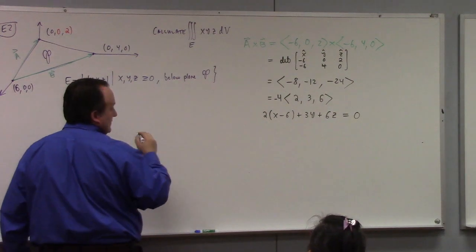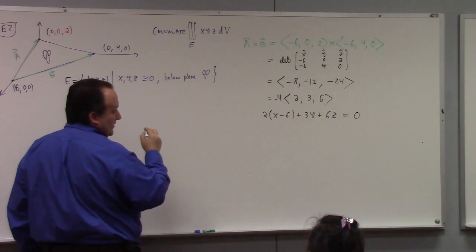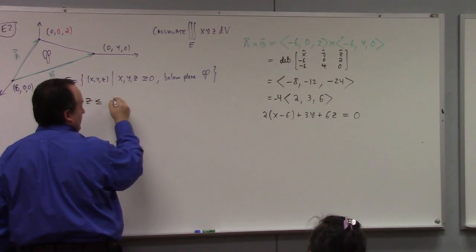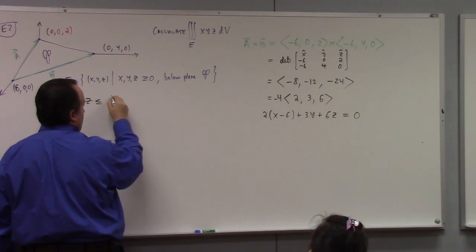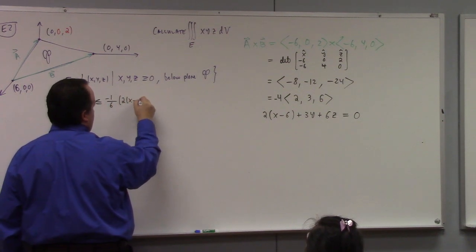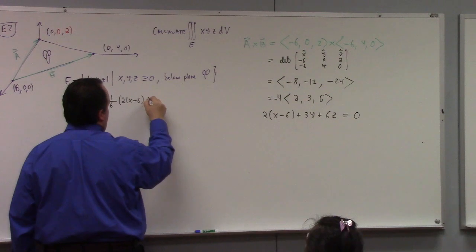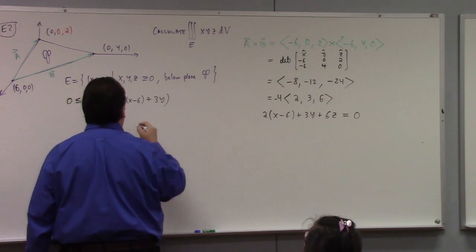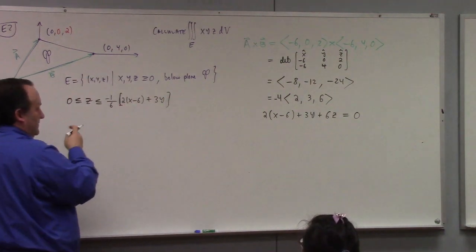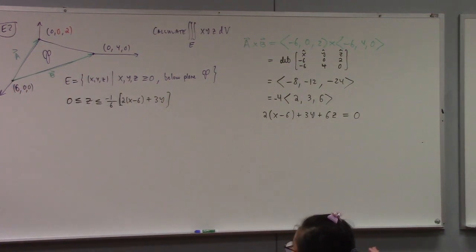Solve for z. And we've got z equals minus 1/6 times 2 times x minus 6 plus 3y. Now you could arrange the minuses differently if you want, but I think that's it. Why doesn't z just go from 0 to 2? Oh, because we're setting it up this way.